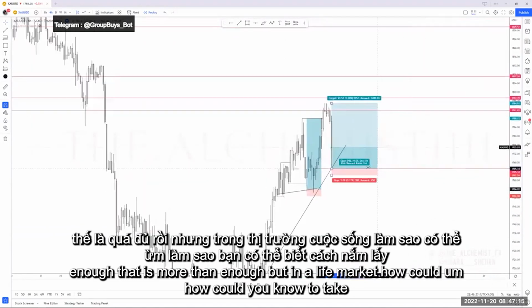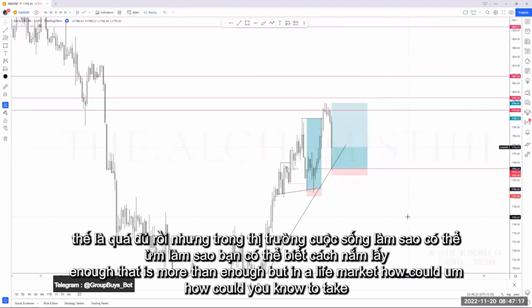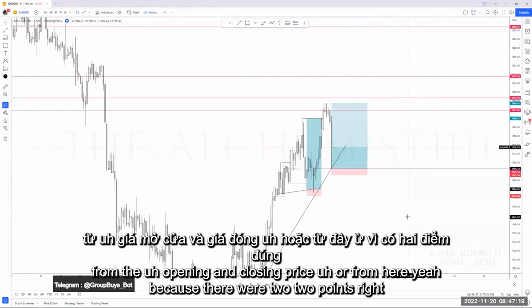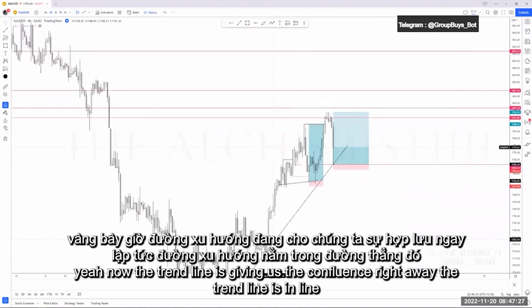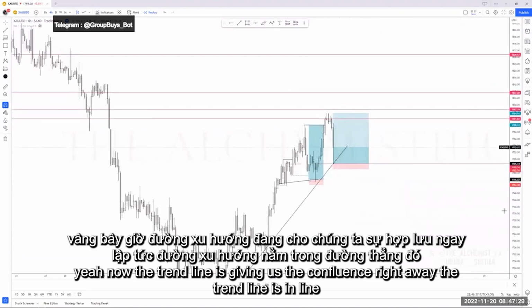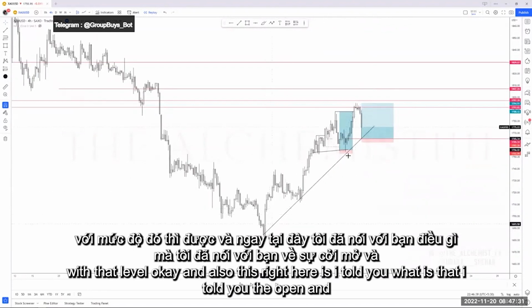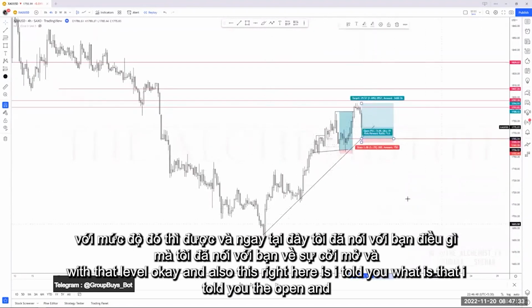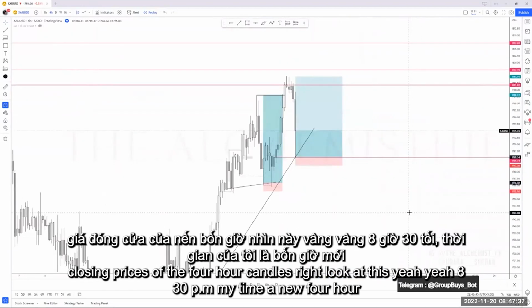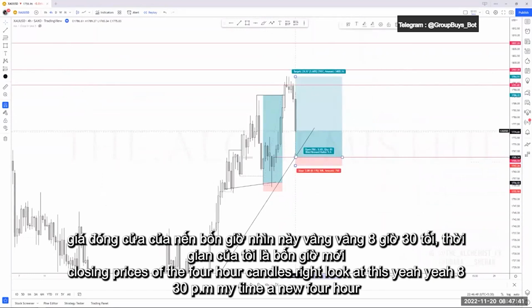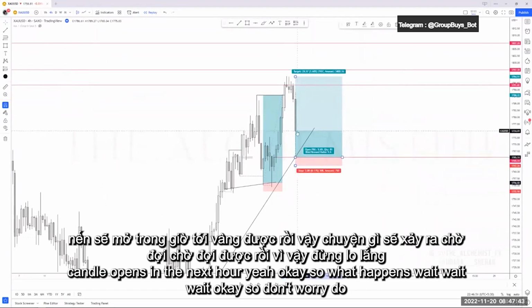But in a live market, how could you know to take from the opening and closing price or from here? Because there were two points, right? Now the trend line is giving us the confluence right away. See that? The trend line is in line with that level. And also this right here, I told you, is the open and closing prices of the 4-hour candles. Look at this, 3:30 p.m. my time. A new 4-hour candle opens in the next hour.